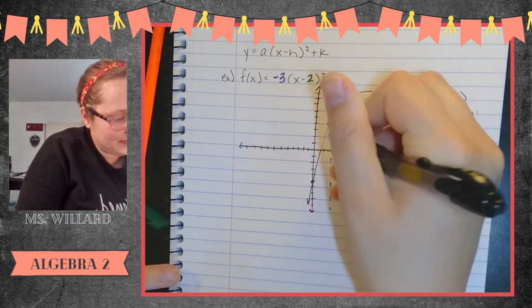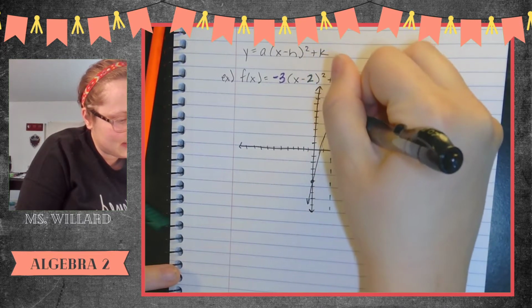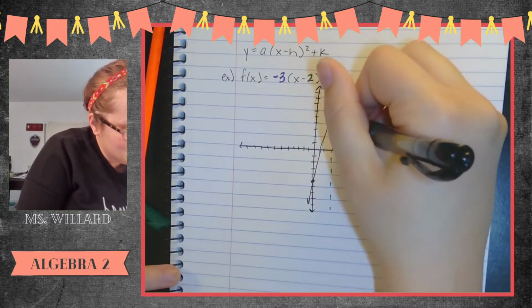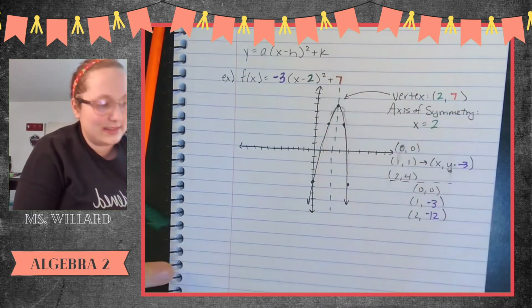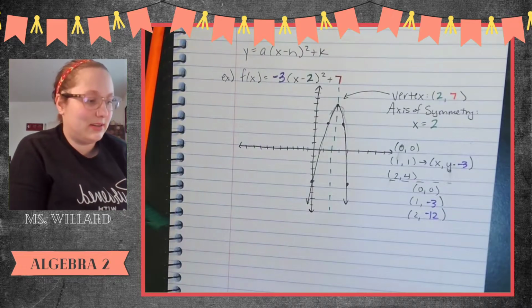Look how good I did. Oh my goodness. Why is my pen dying right now? Because it's a jerk, that's why. Why did everything smear on the side of my paper?